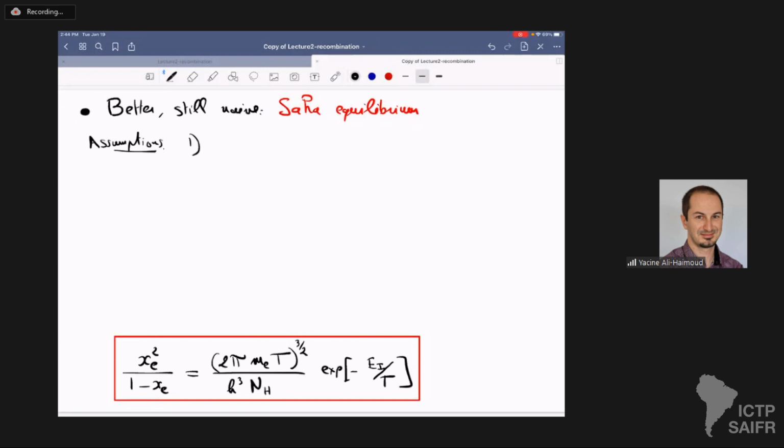So first, this is the equation that is Saha equilibrium. Okay, so this is this equilibrium. But let me tell you what goes into these assumptions. And again, you are asked in the homework to put these together and derive this yourself.